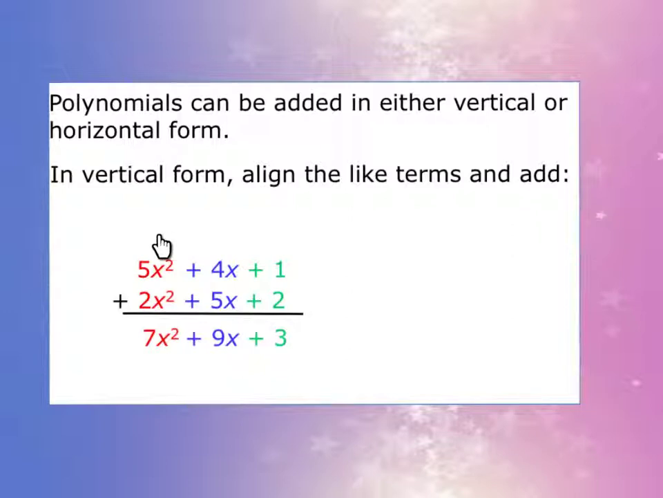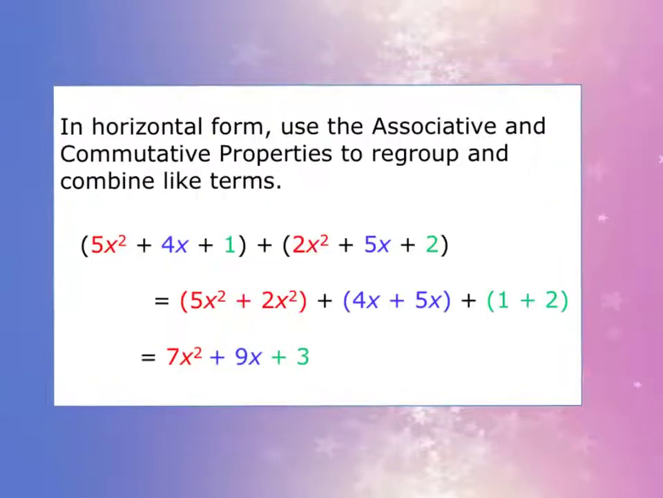So notice we have x squared terms that are like terms, and they're red, they're aligned. Then you have the x terms, just the x terms, and they're aligned. And then you also have the green terms, and they're aligned. And notice that the polynomial, our final result, is in standard form. You could use vertical form if you think it's easiest for you. Or you can use horizontal form.